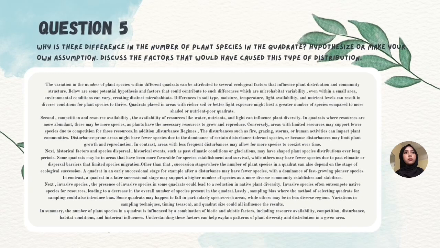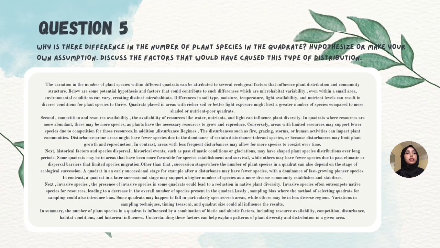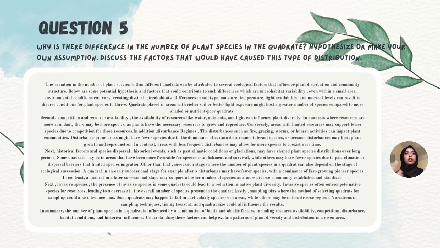Variation in plant species across quadrats is influenced by macrohabitat differences such as soil, light and moisture, as well as competition and resource availability.